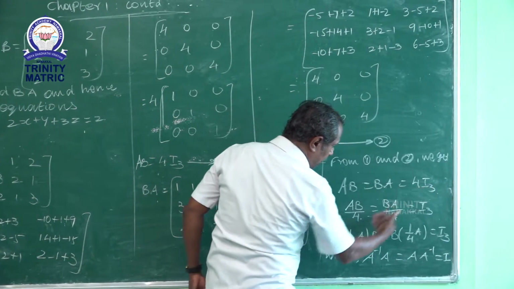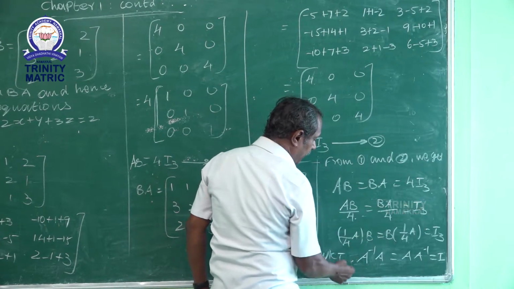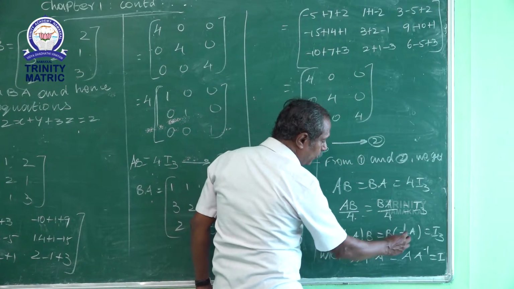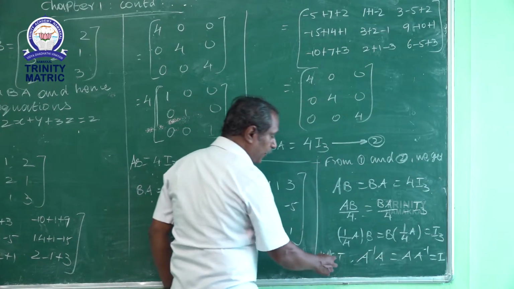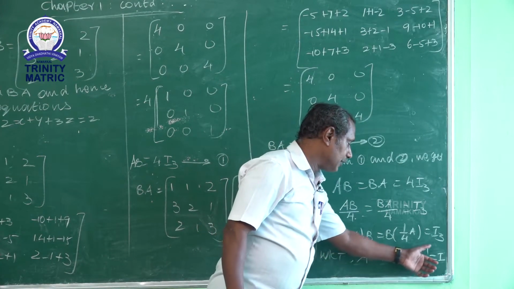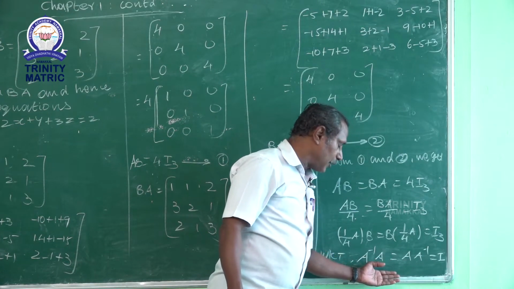Now I am taking the 4 to this side. That is AB by 4, BA by 4 equal to I3. This AB by 4 can be grouped as 1 by 4 A into B equal to B into 1 by 4 A equal to I3. So we know the result: A inverse into A equals A inverse into A equal to I. You have already known this from the 10th standard itself, 11th standard itself, you have studied.